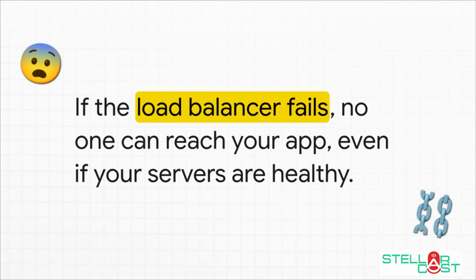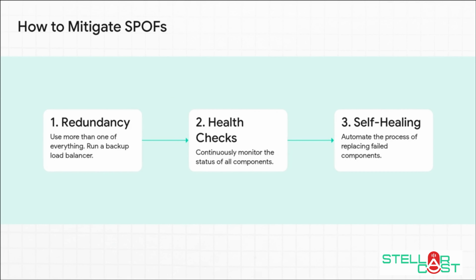Identifying and getting rid of these SPOFs is a core task for any senior engineer. So the strategy is to build resilience through duplication and automation. We don't just have one load balancer. We have a backup ready to take over at a moment's notice. We constantly run health checks to monitor every piece of the puzzle, and we build systems that can automatically replace a failed component without a human ever having to intervene.